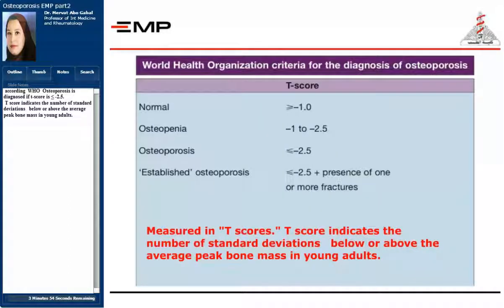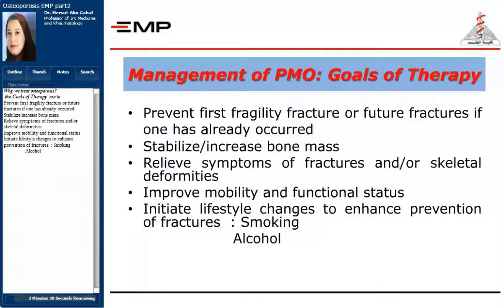According to World Health Organization, osteoporosis is diagnosed if T-score is less than or equal to -2.5. T-score indicates the number of standard deviations below or above the average peak bone mass in young adults. Why do we treat osteoporosis? This means, what are the goals of therapy?